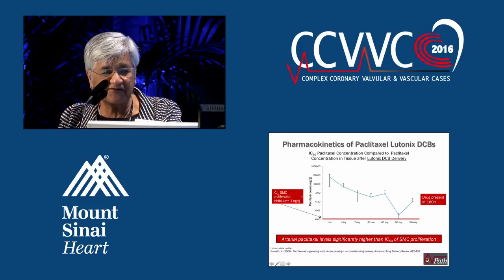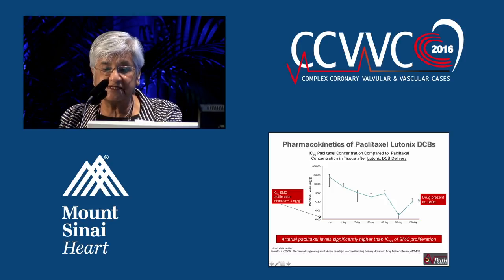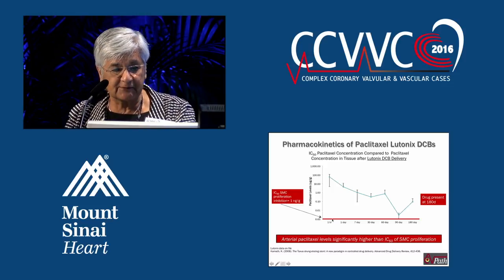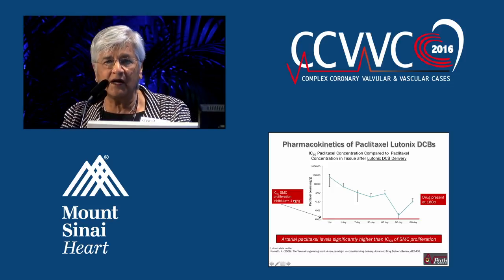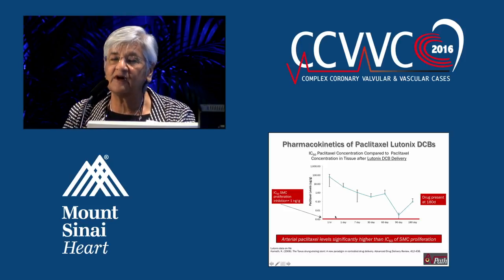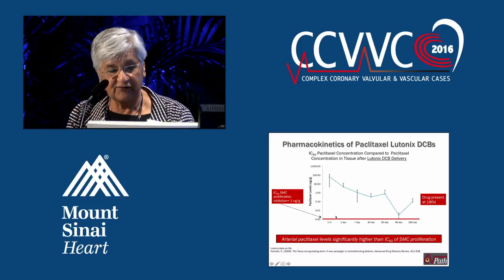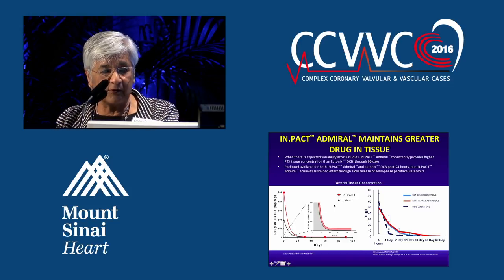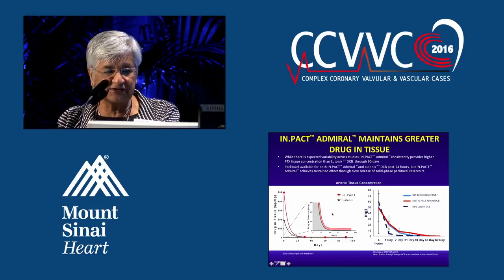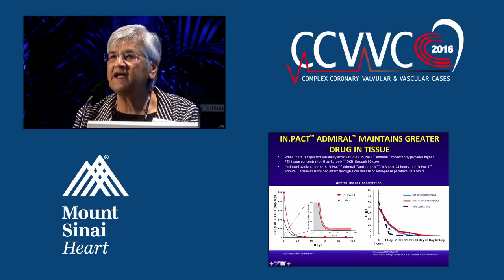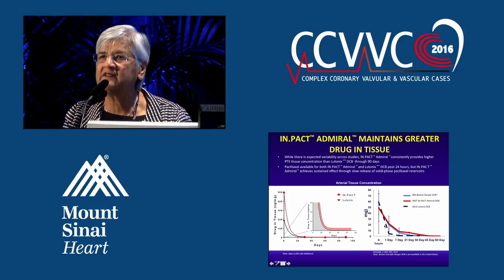You can see very well in the pharmacokinetics that drug is present in the case of Lutonics up to 180 days. And the level which prevents smooth muscle cell proliferation is very low. 1 nanogram per gram is all you require to inhibit. Therefore, this balloon should be effective for a long time. What about Impact? You can see that they've done their own homework showing that Impact versus Lutonics, they show higher drug levels in theirs. And this is a comparison, although not done at the same time in the same animals.